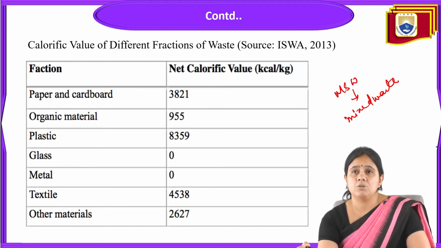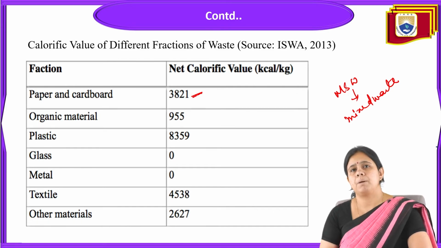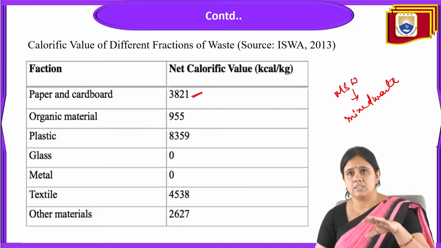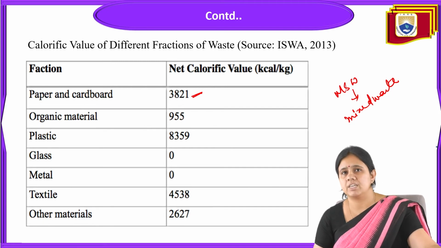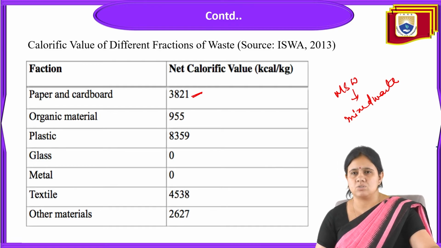The paper and cardboard percentage is 38.21. Obviously, paper will burn very fast, so this is the amount of heat or net calorific value we can get from paper and cardboard. Similarly, organic material and plastics are there, glass cannot be heated, metal cannot be heated, textile is there, and some other materials are also there. So this is the net calorific value in kilocalorie per kg.